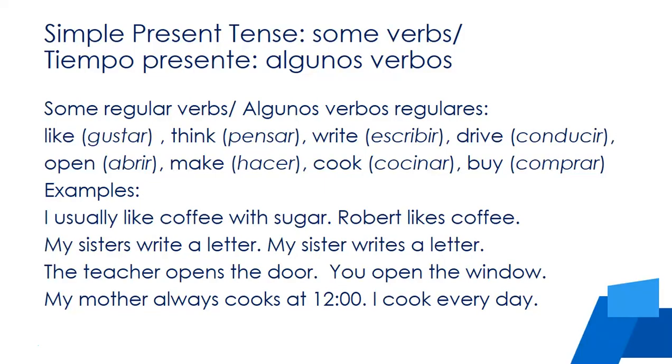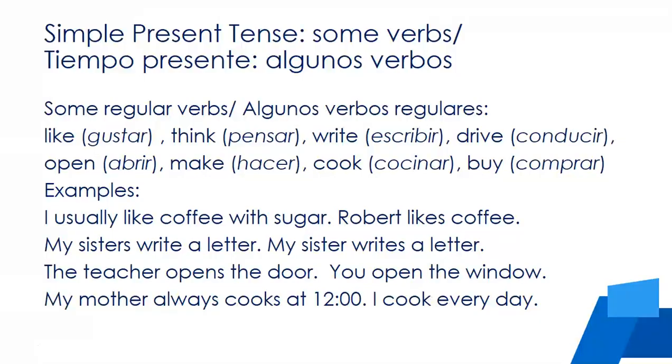Some verbs are regular because they don't change their writing when we conjugate them. But some others are irregular. Some examples of regular verbs are like, think, write, drive, open, make, cook, buy.